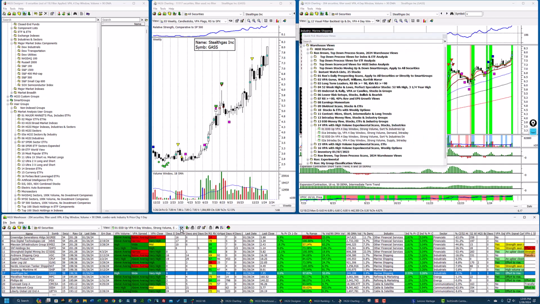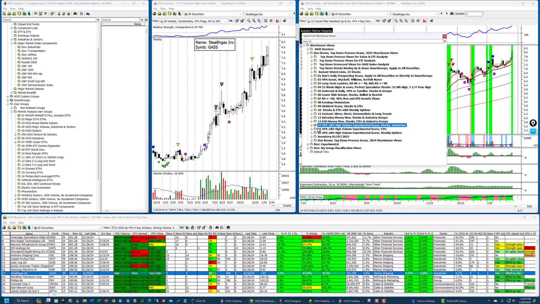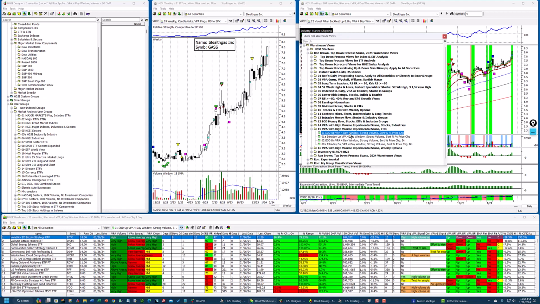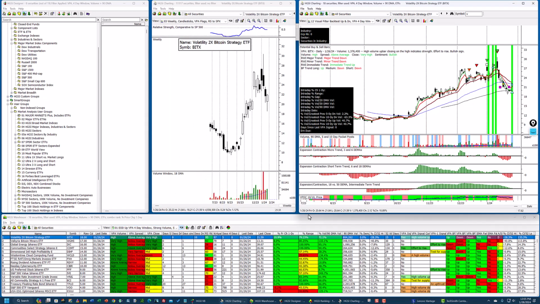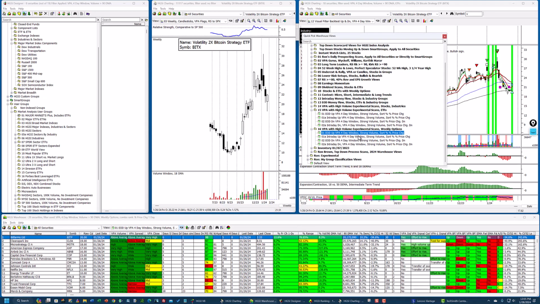So I'm not going to spend a lot of time on this right now, but you have VPA with high volume, experimental scans, stocks, industries. These are ETFs. You can see these are ETFs. And then the next one, if I can find my way back here, these are high volume experimental scans, stocks with weekly options.